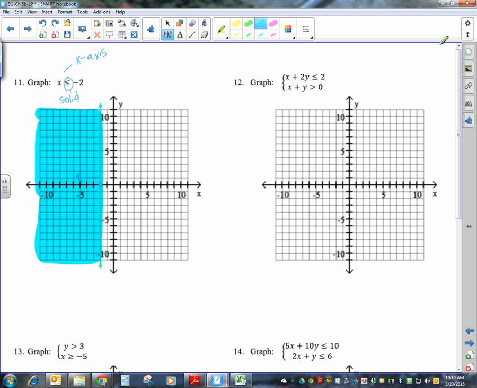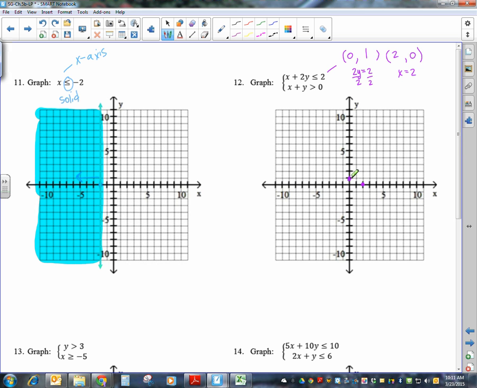Next, we have a system, which means we're going to do two on the same side. This first one, when I'm looking at it, x plus 2y, they're both on the same side. So I'm going to find these points. I'm going to plug in 0 for x. I'm going to plug in 0 for y. If I plug in 0 for x, it goes away. 2y equals 2. Divide both sides by 2, and y equals 1. So I have the point 0, 1. Then if I plug in a 0 for y, I'm going to find out that x equals 2. So x is equal to 2 here.